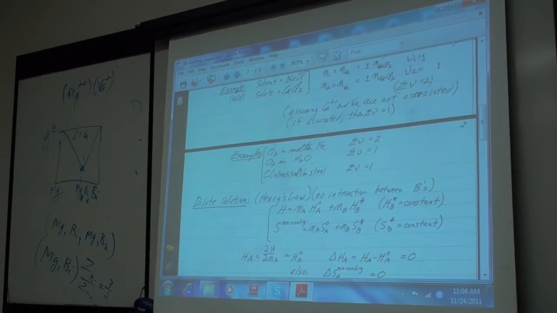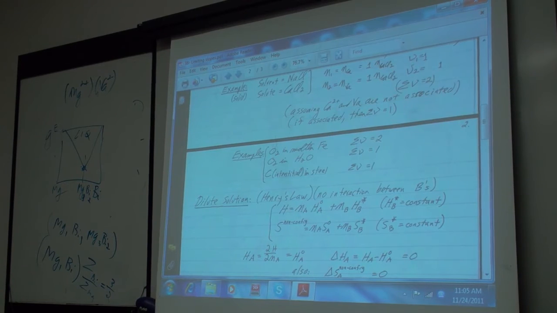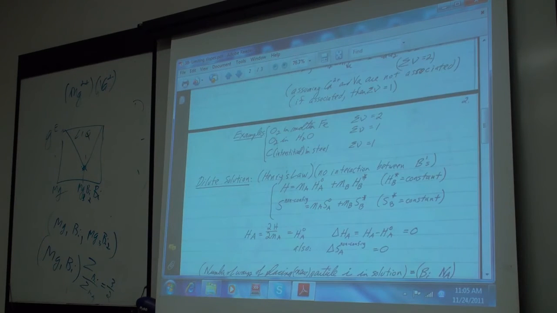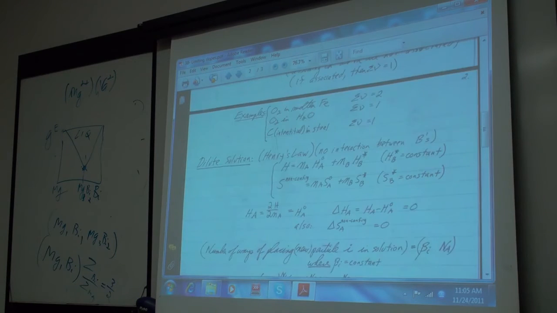Once again, oxygen and molten iron, two foreign particles. Oxygen and water, it does not dissociate, so the number of foreign particles is 1. Carbon, which dissolves interstitially in steel, it's not a substitutional solution, it's an interstitial solution, but it doesn't matter, ν is 1, every carbon produces 1. Doesn't matter what kind of model you have. You can have interstitial, ionic, whatever. It's just the number of new particles, period.